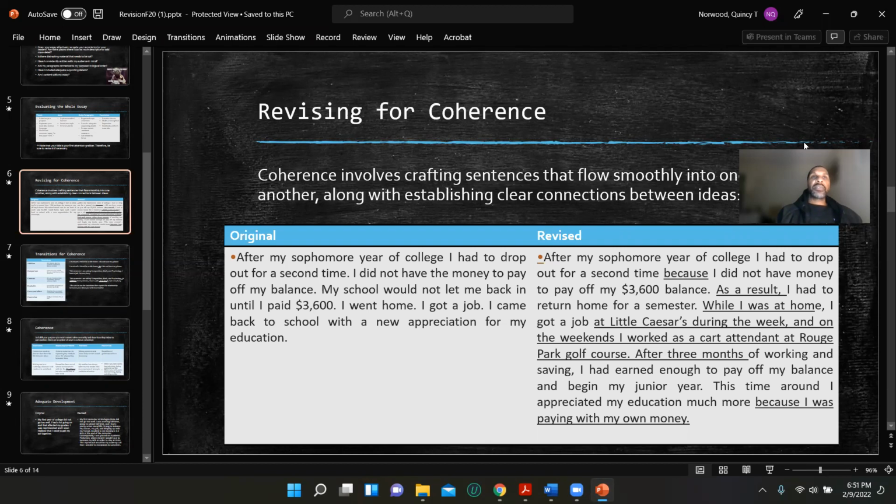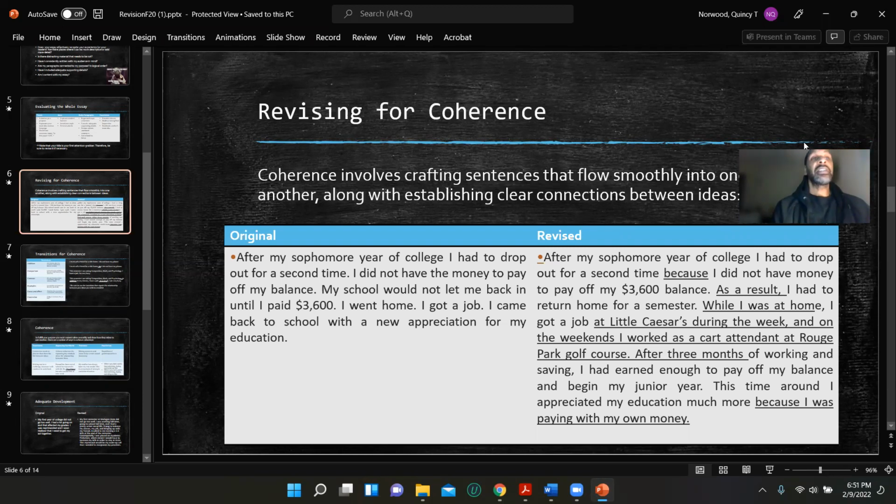So if we look at this first paragraph under the original category: After my sophomore year of college, I had to drop out for a second time. I did not have the money to pay off my balance. My school would not let me back in until I paid $3,600. I went home. I got a job. I came back to school with a new appreciation for my education. There's nothing wrong with those sentences. Don't have any run-ons or fragments there. So from a technical standpoint, this paragraph doesn't have any sentence level errors.